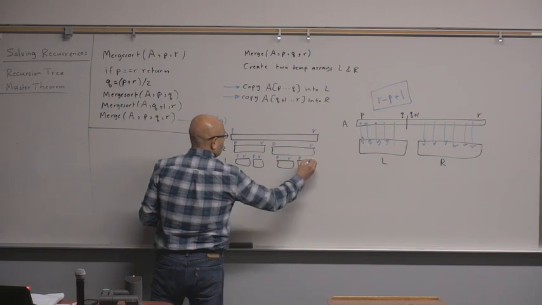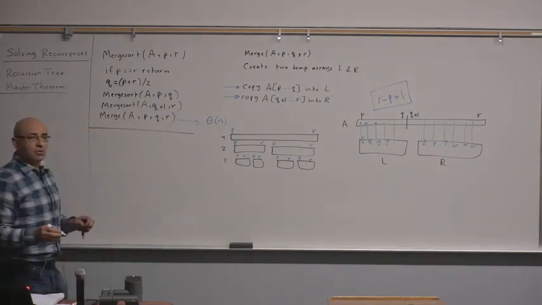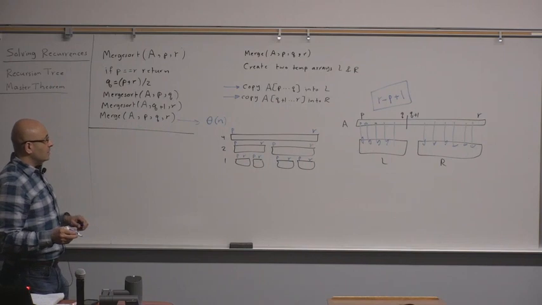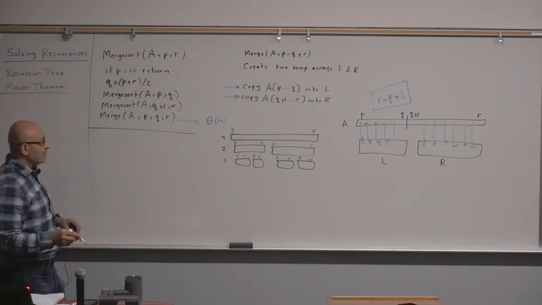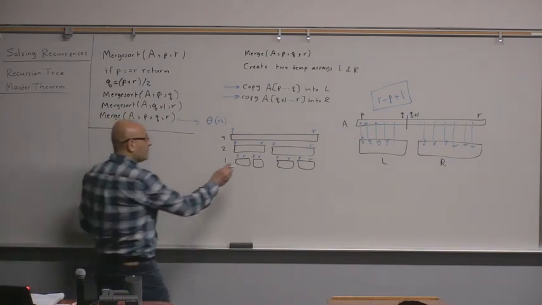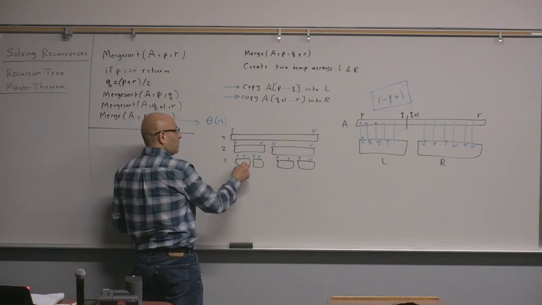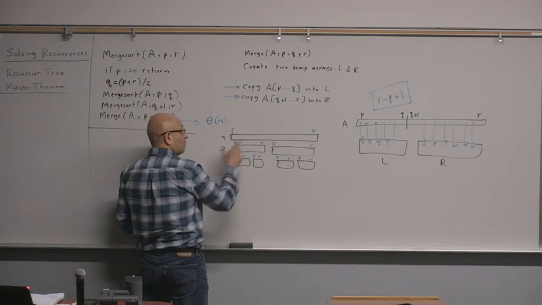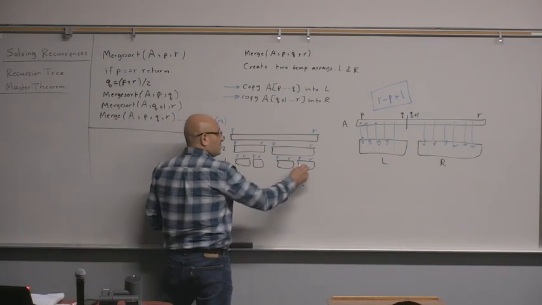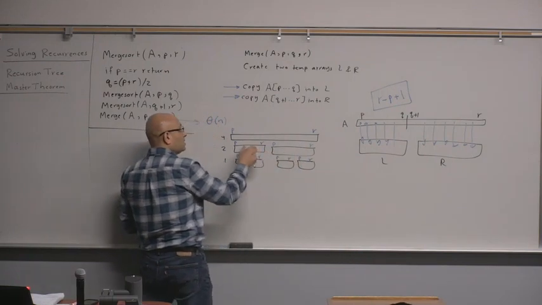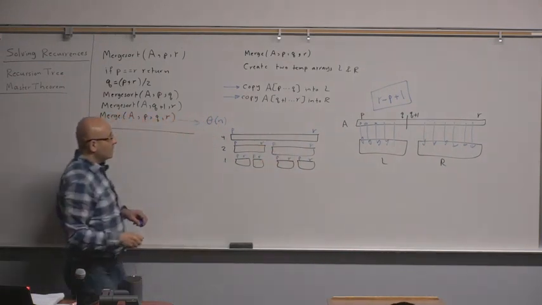P and R, P and R. Of course, in which order? So which two arrays will get merged first? Yeah. So the first merge is going to be this and this. So this and this will get merged into this. Then this and this will get merged into this. Then these two will get merged into this.